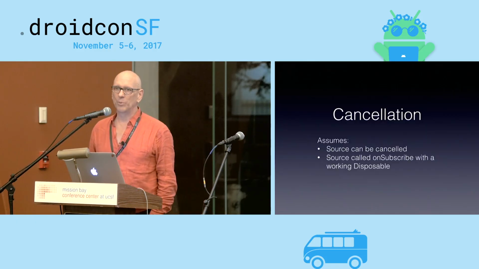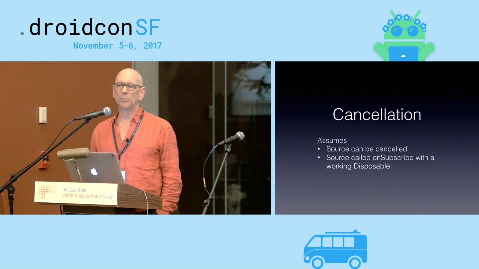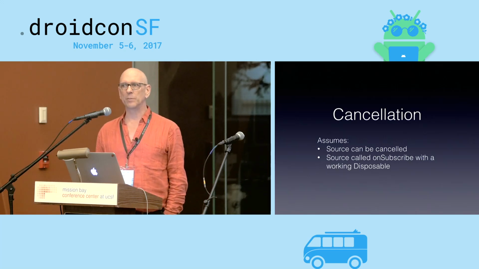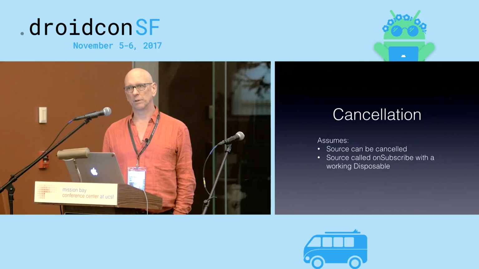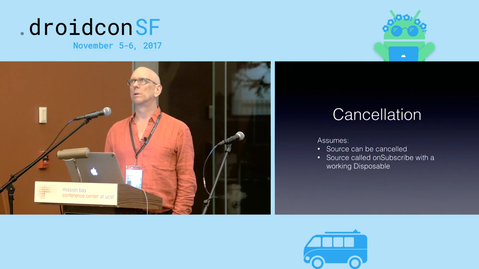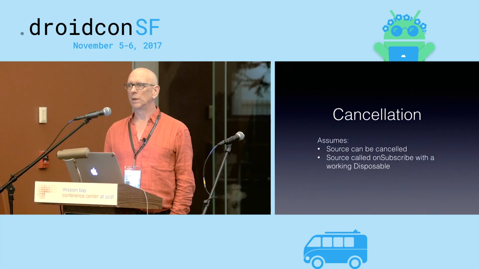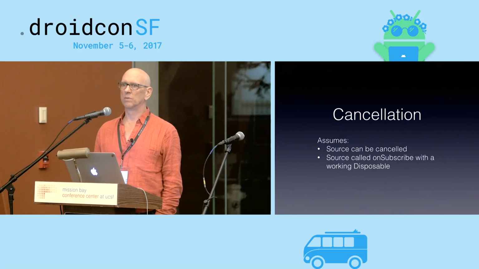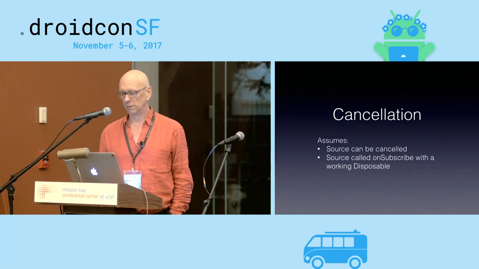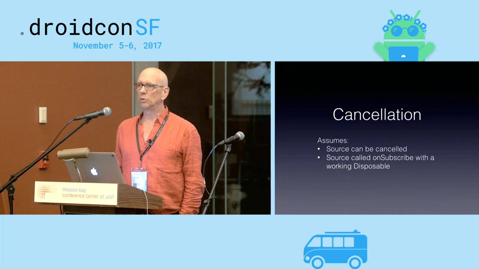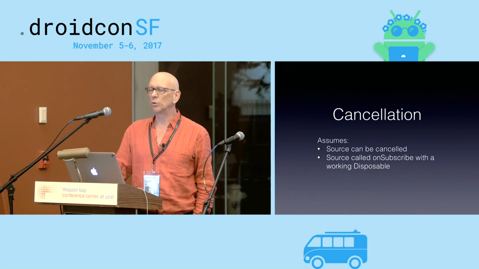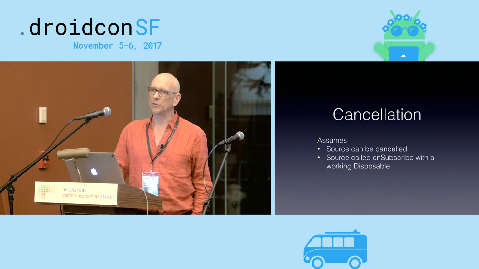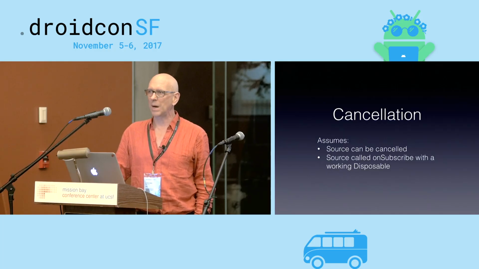And as always, that's cooperative, okay? The observer has to be willing to cancel. It has to be willing to stop. Essentially what the disposable is going to do is tell the observer to stop, quit paying attention, stop doing what you're doing. If the observer won't do that, this method has no effect. It's not too hard to make cancellation work, and it's probably worth doing.